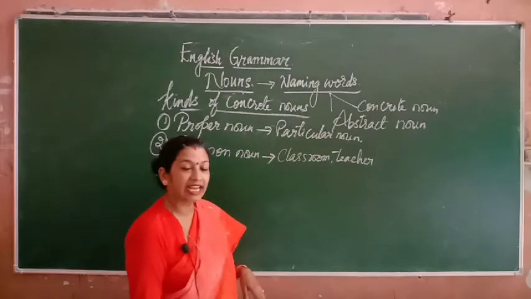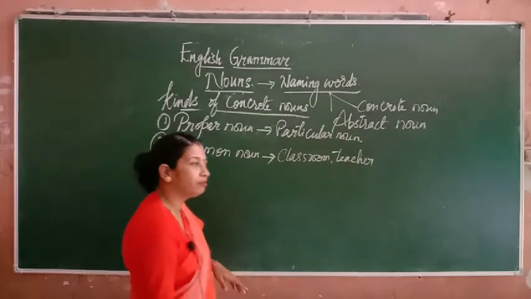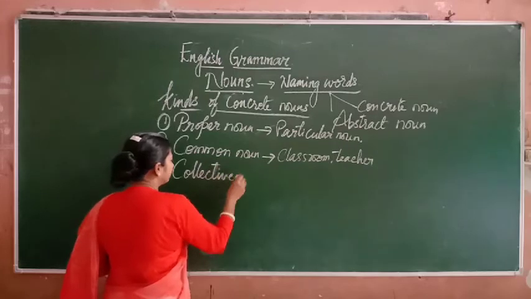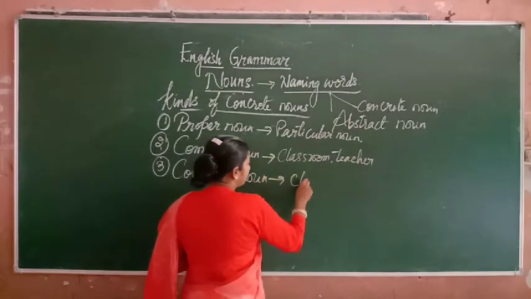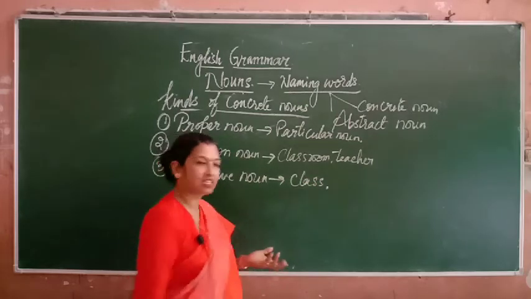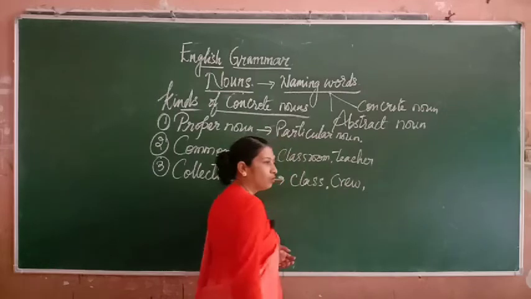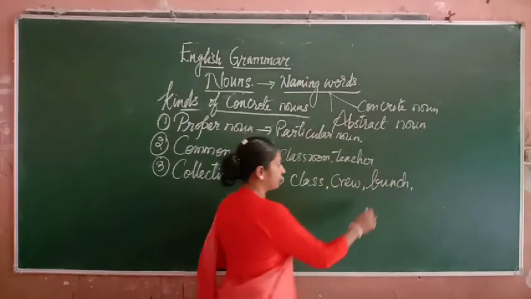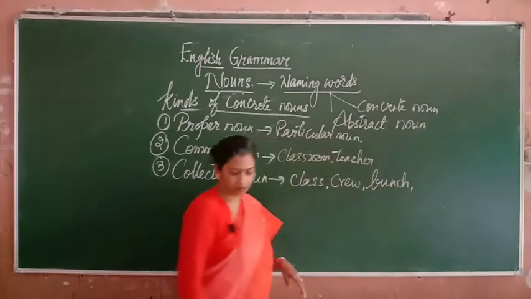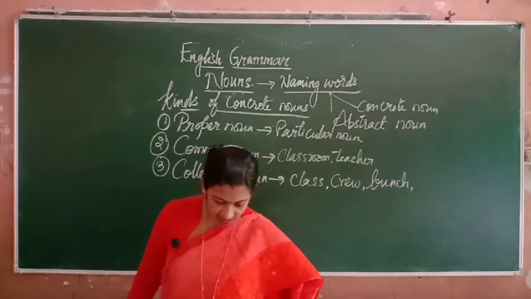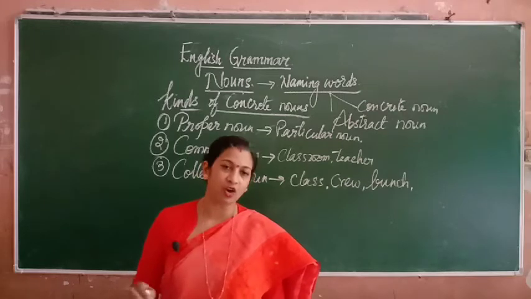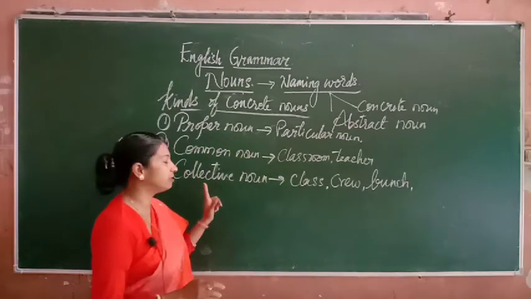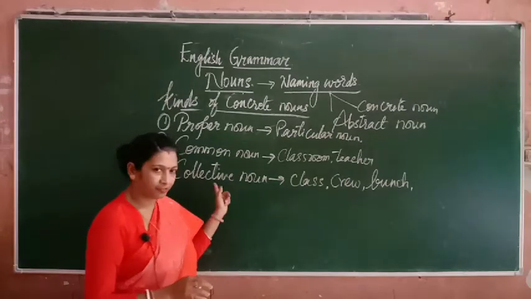Third type is your collective noun. Collective noun, when we use it for many things put together but of the same kind. Like group of students. Group of students is called a class. Group of sailors is called a crew. Group of flowers is called a bunch. Bunch of keys, bunch of flowers, and so on. Then next is that group of cattle is called as herd. So they are all collective nouns. A collection, a group of a thing which is of the same kind, the name of such a thing is called as a collective noun.